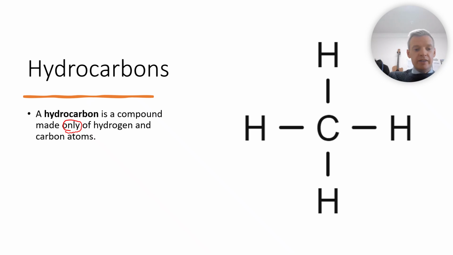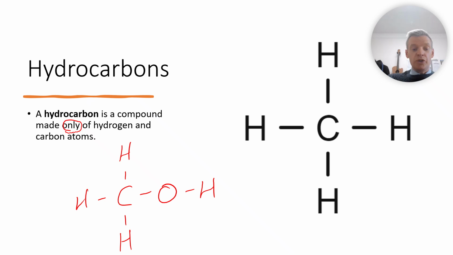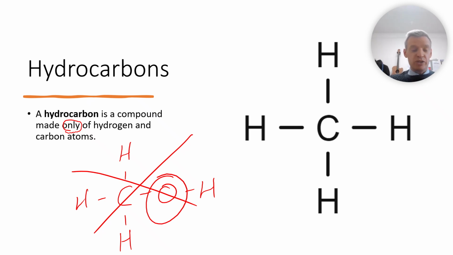And just to give you a little example, I'm going to draw another type of compound. If you look at this, it's one carbon, and it's got 4 hydrogens in total and 1 oxygen. So this is not a hydrocarbon because it contains an oxygen, so it cannot be a hydrocarbon. So you get simple questions that say which of these is not a hydrocarbon. Find the one that has an element that's not hydrogen or carbon, and it's as straightforward as that. So a hydrocarbon is a compound made of only hydrogen and carbon atoms, nothing else.